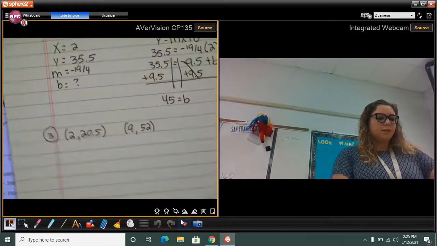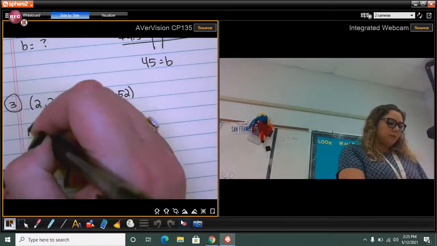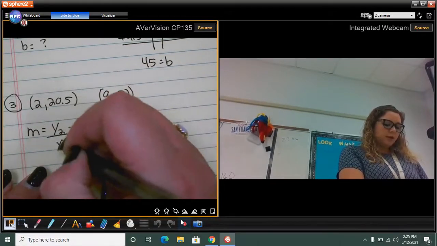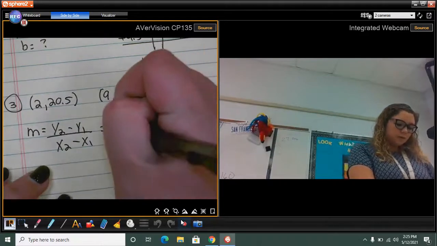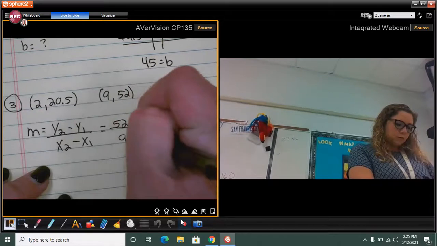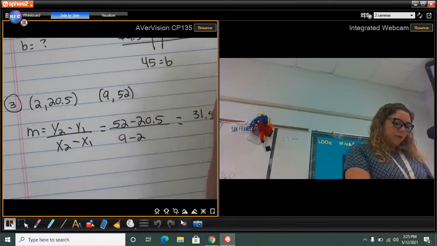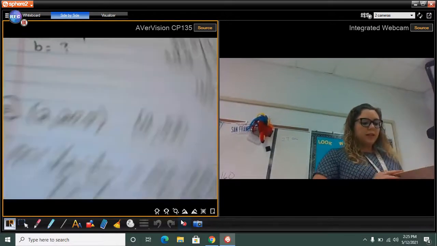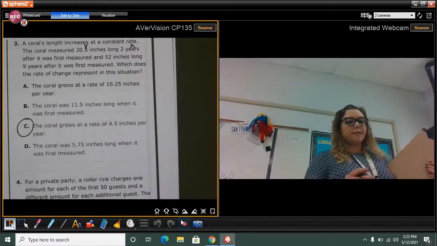How do we find the slope of 2 points? We use the formula m equals y2 minus y1 over x2 minus x1. Plug in your values. Okay, this would give me 31.5 over 7, which would give me 4.5. So which one of these have 4.5? C. So my answer is C.